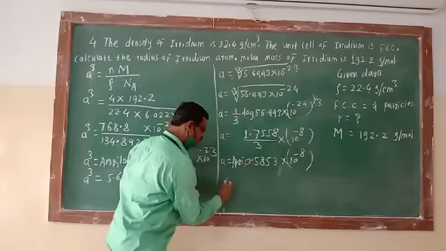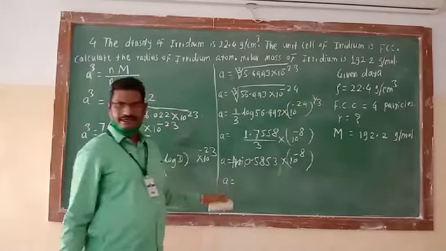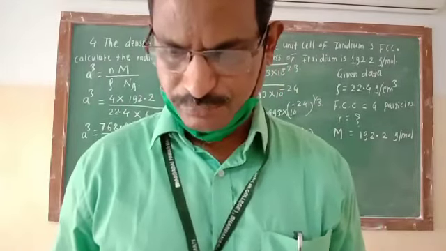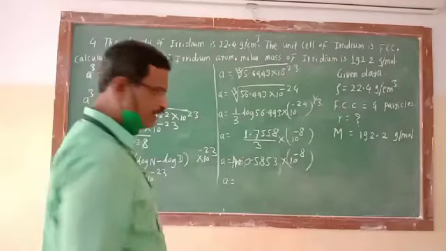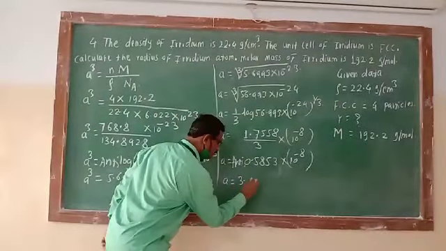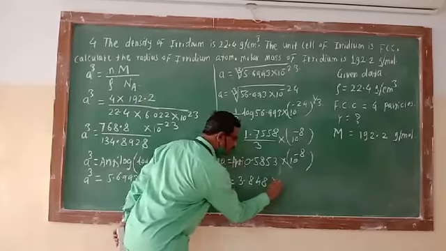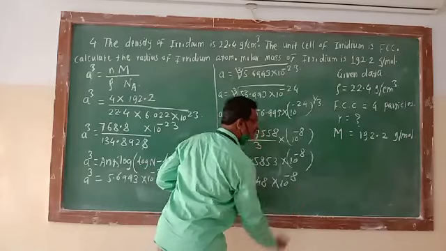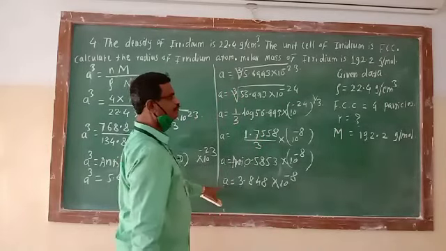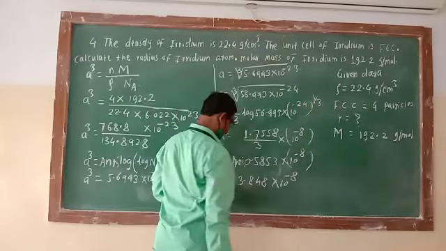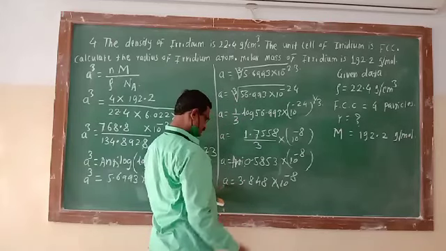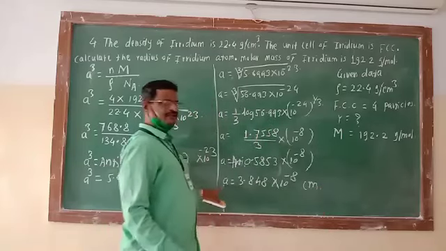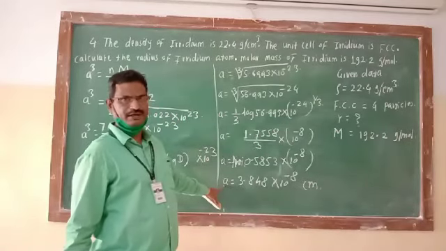Just see the anti-log of this, so that we will get A is equal to anti-log of 0.585253, which will be equal to 3.848. So this will be 3.848 into 10 raised to minus 8. A we have calculated is the edge length. Density we have taken in gram per centimeter cube, therefore A is in centimeter. This is how the edge length can be calculated.